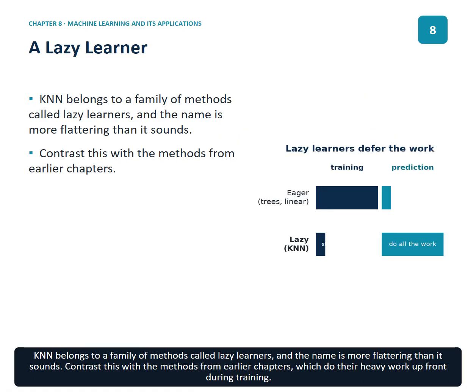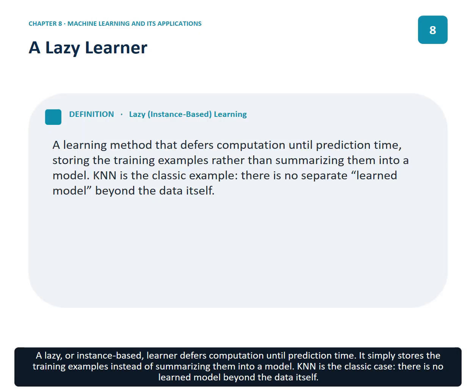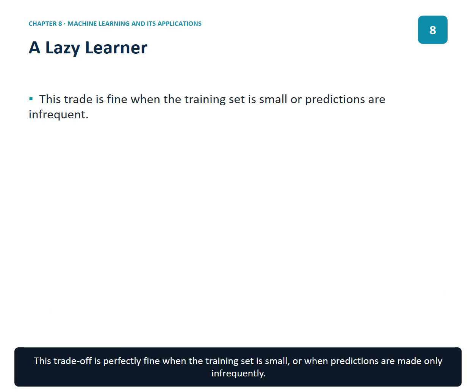KNN belongs to a family of methods called lazy learners, and the name is more flattering than it sounds. Contrast this with the methods from earlier chapters, which do their heavy work up front during training. A lazy or instance-based learner defers computation until prediction time. It simply stores the training examples instead of summarizing them into a model. KNN is the classic case. There is no learned model beyond the data itself. This trade-off is perfectly fine when the training set is small or when predictions are made only infrequently.